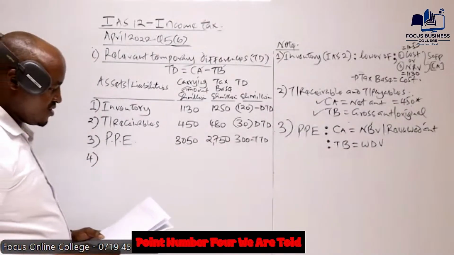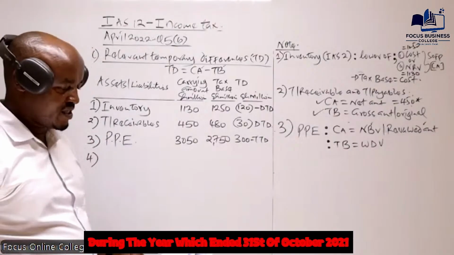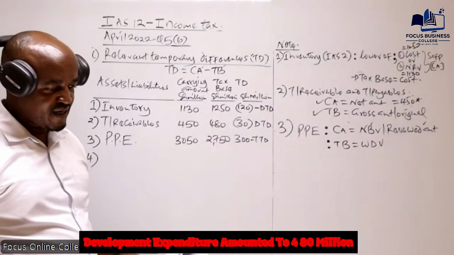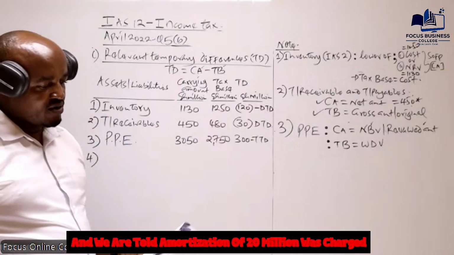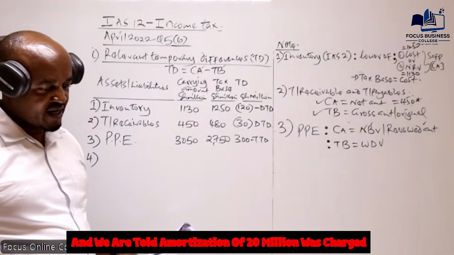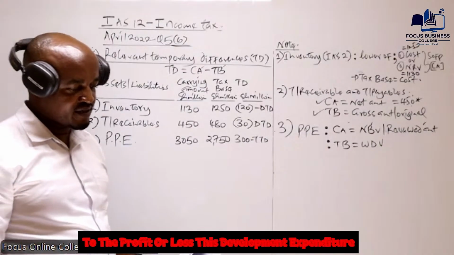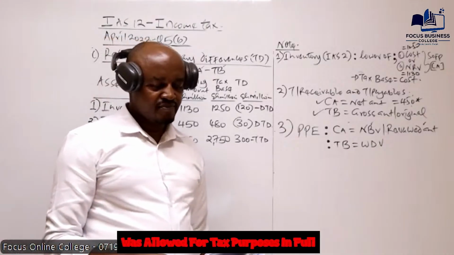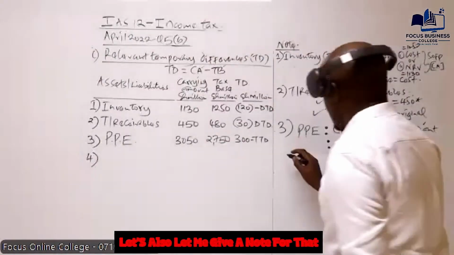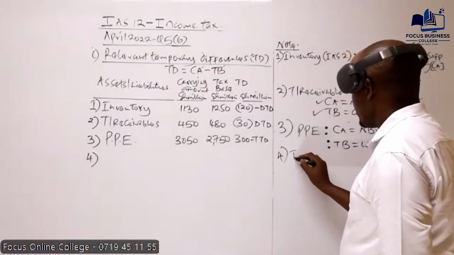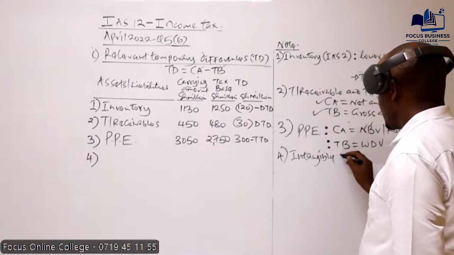Point number 4, we are told during the year which ended 31st of October 2021, development expenditure amounted to 480 million was capitalized, and we are told amortization of 20 million was charged to the profit or loss. This development expenditure was allowed for tax purposes in full during the year. Now, let me give a note for that. Basically, generally, we refer to this as intangible assets.